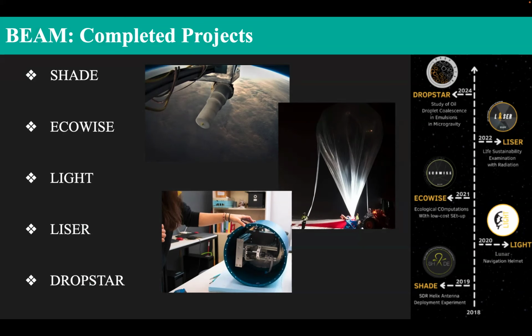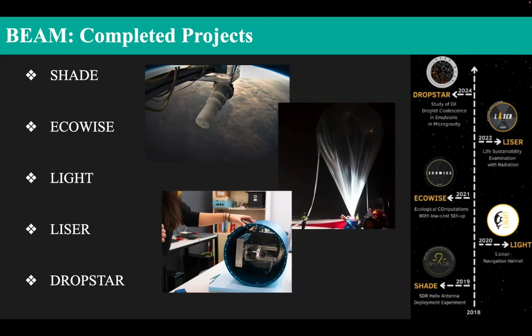So BEAM's first participation was the SAID experiment. You can see it here, flying in the stratosphere, where the team designed a mechanism that could deploy a helix antenna during the flight. So here you can see the antenna hanging out from the gondola of the balloon. And I think it's almost 30 kilometers above Earth here.